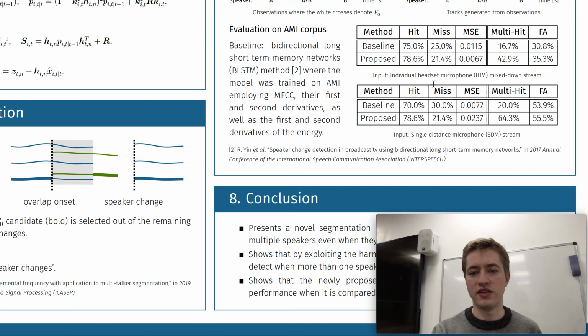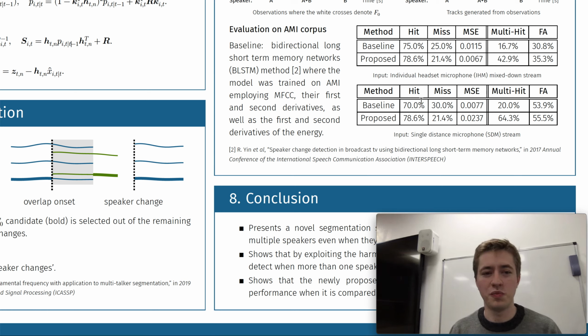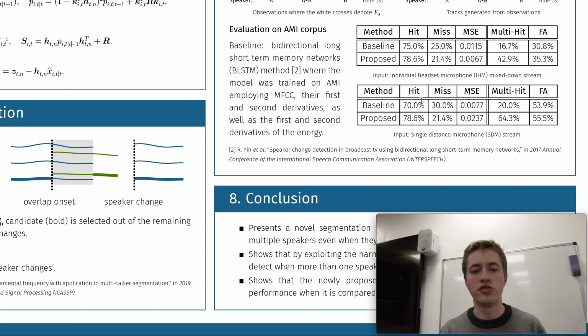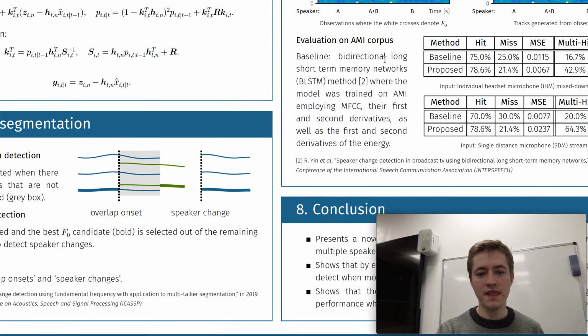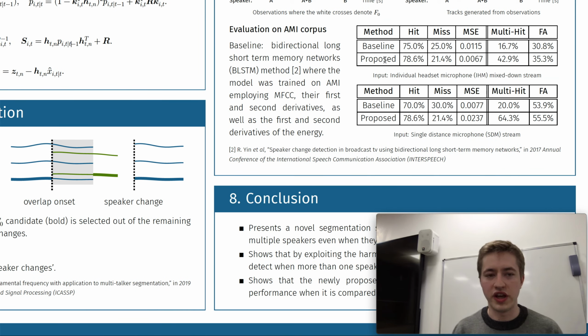So the fact that our hit and miss rates and the false alarm rate are comparable is what we care about. In fact, our hit rate is better than the machine learning method that's been trained on lots of data, whereas we don't do any training, we just use the pitch, nothing else. So it's surprising that we can achieve such good performance just using this traditional DSP approach rather than deep learning. So that's basically what I wanted to present in this paper.